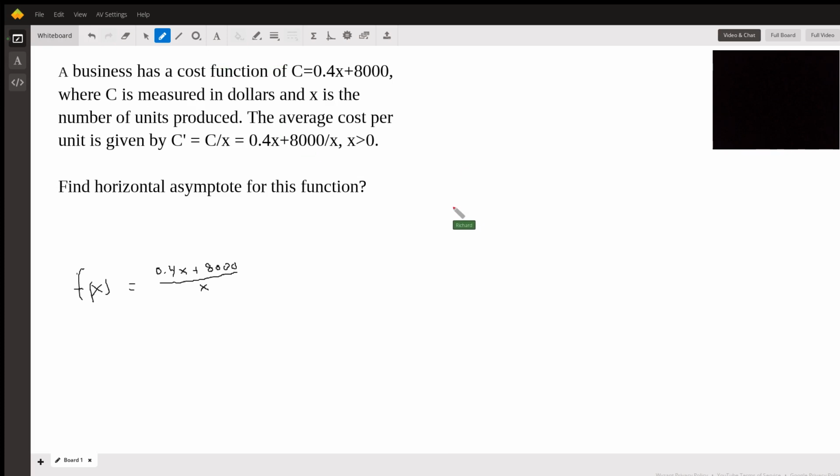We're just going to look at the degree of the numerator and the degree of the denominator. I'm going to give you all the rules here. When the degree of the numerator is bigger than the degree of the denominator, when that's the case, there's no horizontal asymptote.